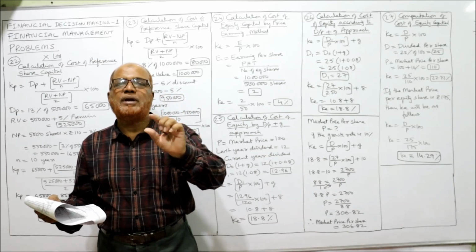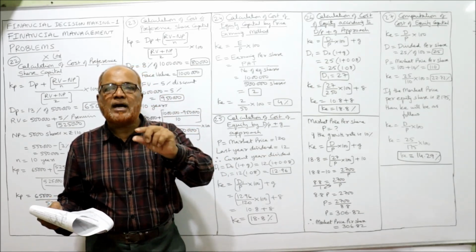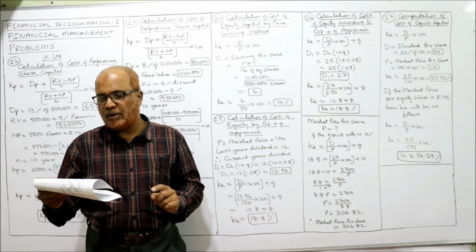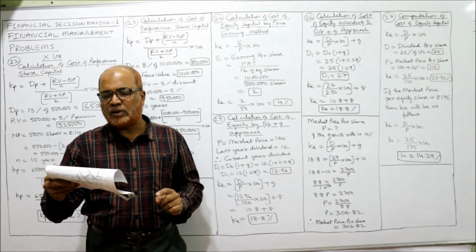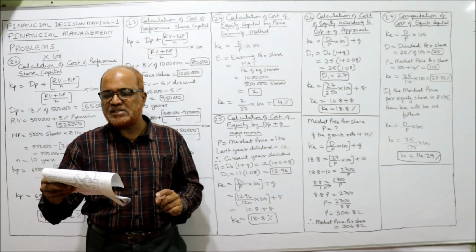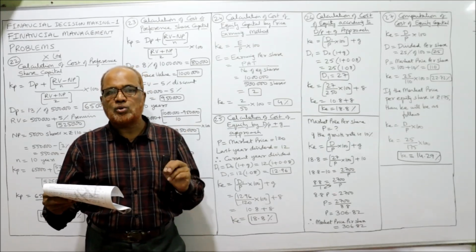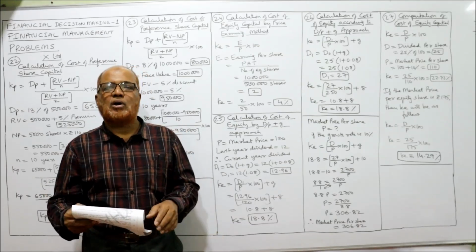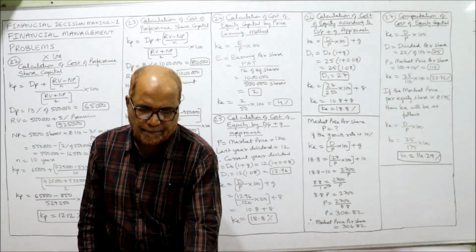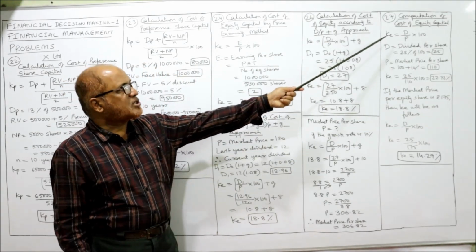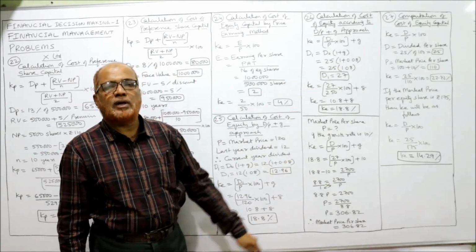So we apply the DP approach, the dividend price approach. Compute the cost of equity capital. Will it make any difference if the market price of the equity share is 175? So two different questions. First question, compute the cost of equity capital. See here, computation of cost of equity. K is equal to D by P into 100.